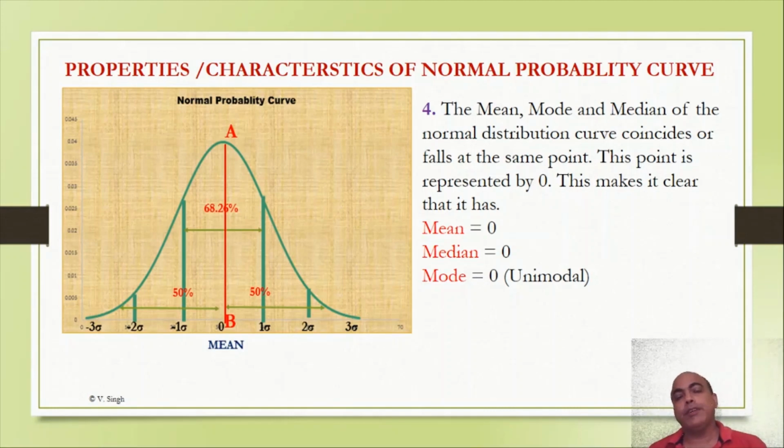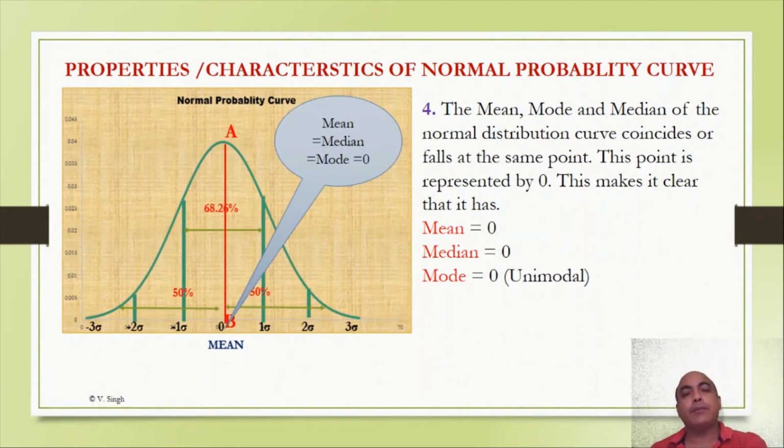The fourth property of the normal probability curve is that the mean, mode, and median of the normal distribution curve coincide, or fall at the same point. This point is represented by 0. This makes it clear that the mean of the normal probability curve is 0, the median is 0, and the mode is also 0. We can see that the maximum point occurs at the point 0 only. This is the maximum point, so it is a unimodal curve. So the mean, median, and mode of this curve are 0.